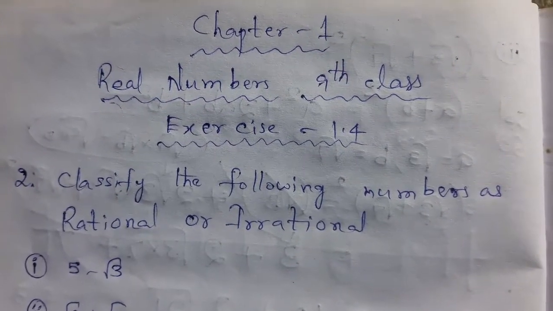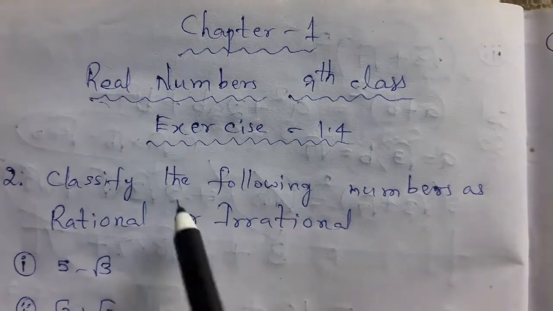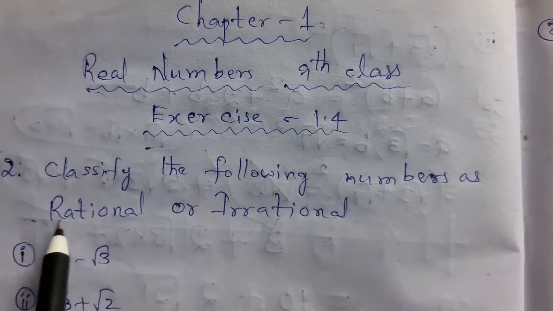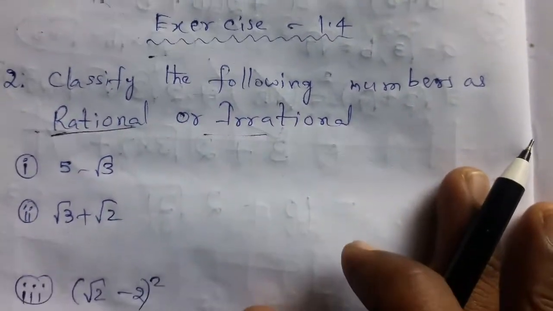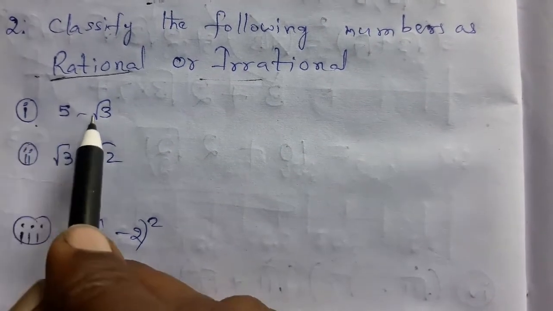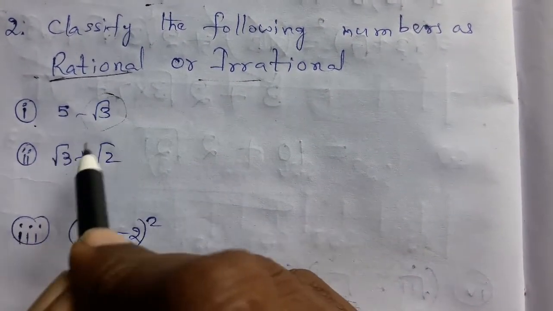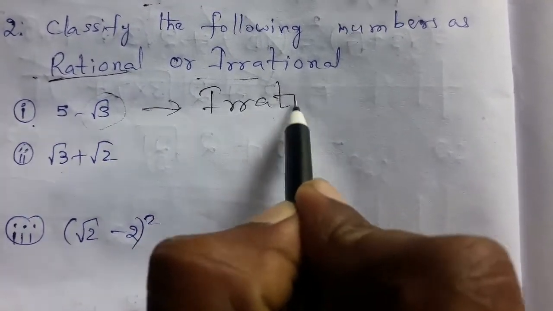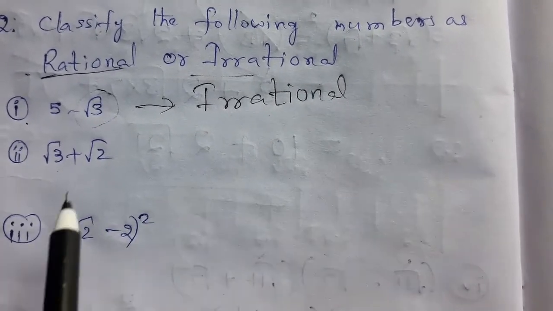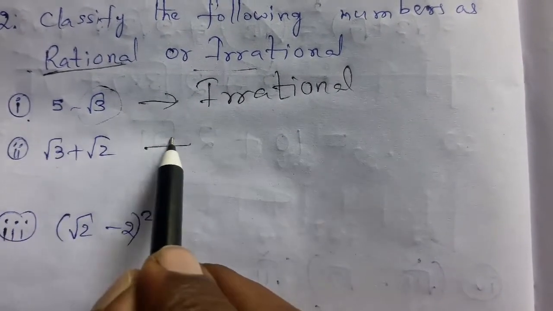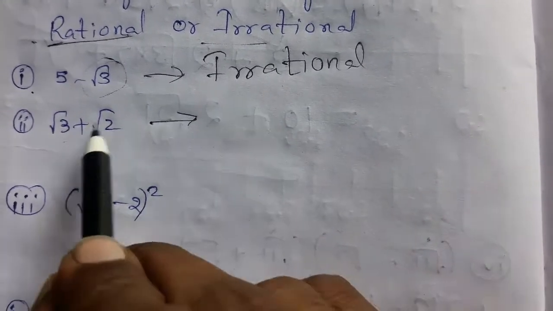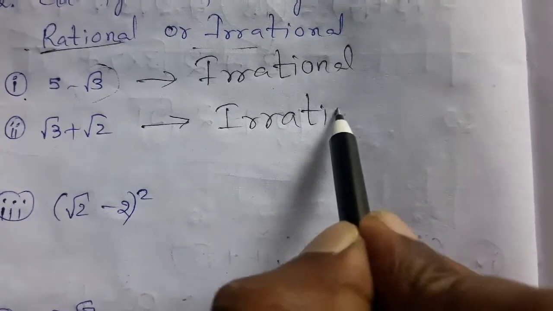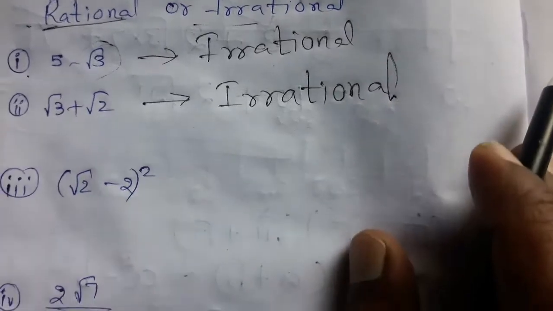Chapter 1 Real Numbers, ninth class, Exercise 1.4. Second question. Classify the following numbers as rational or irrational numbers. In that, first one, see here, root 3 is an irrational number. So, this is irrational. Here also, root 2 is an irrational number and root 3 is also an irrational number. Both are irrational, so that's why this is also an irrational number.